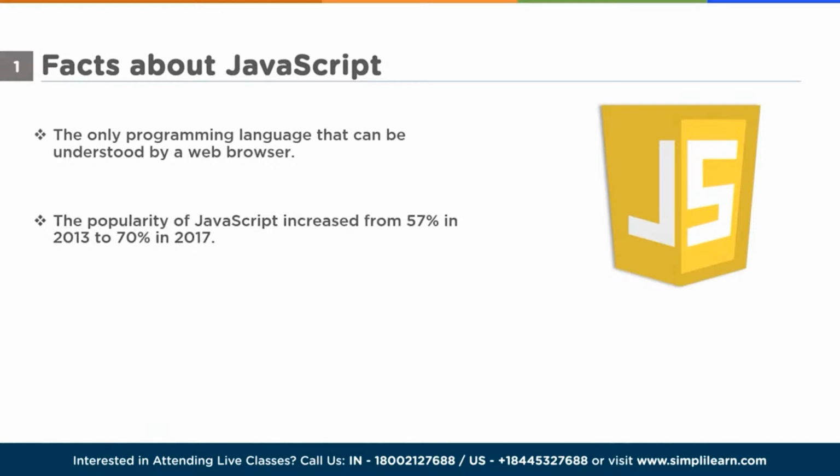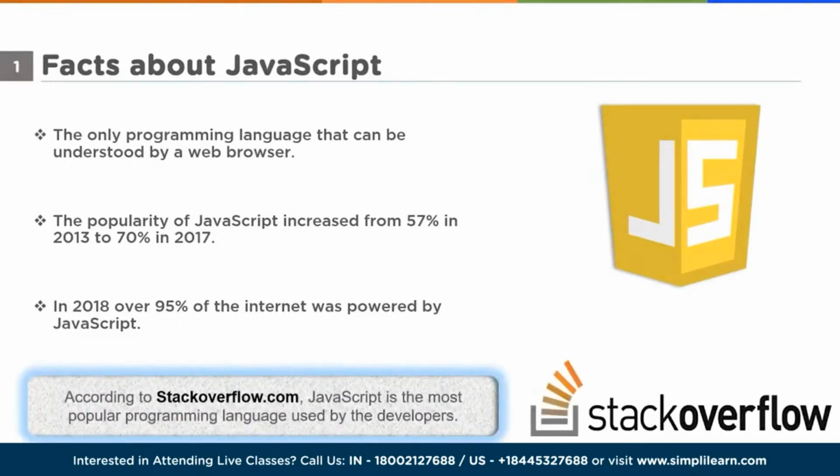The popularity of JavaScript increased with time. Being a language which can do so many tasks, whether it be designing a website's front end or going through any website's backend, JavaScript can do anything. By the end of 2018, over 95% of the internet was powered by JavaScript, which means almost every website out there is using JavaScript in some way or another. Do you guys know about Stack Overflow, a website for every programmer? Don't worry, you'll get to know about it once you start with the programming part. Stack Overflow states that JavaScript is the most popular programming language used by developers.